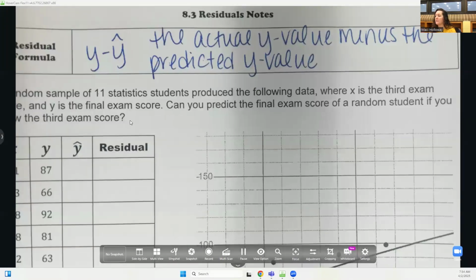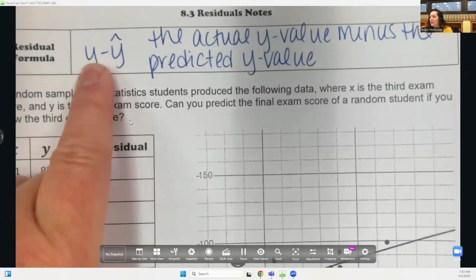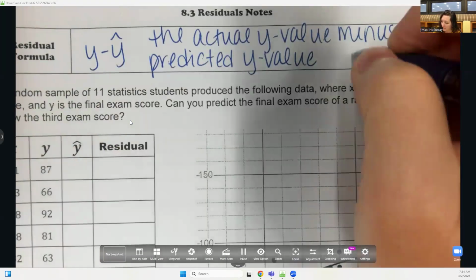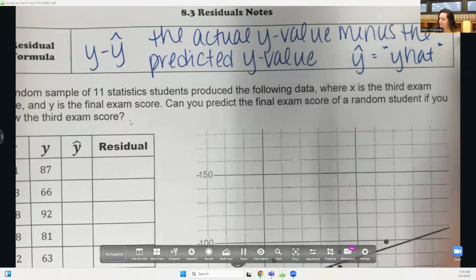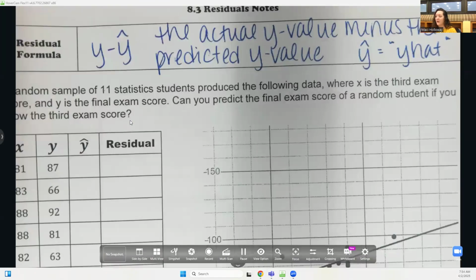So the residual is found by doing y minus y hat. And this is our actual y value, whereas y hat is the predicted y value. So we say this as y hat, and it's the predicted y value. So let's see how to find that.